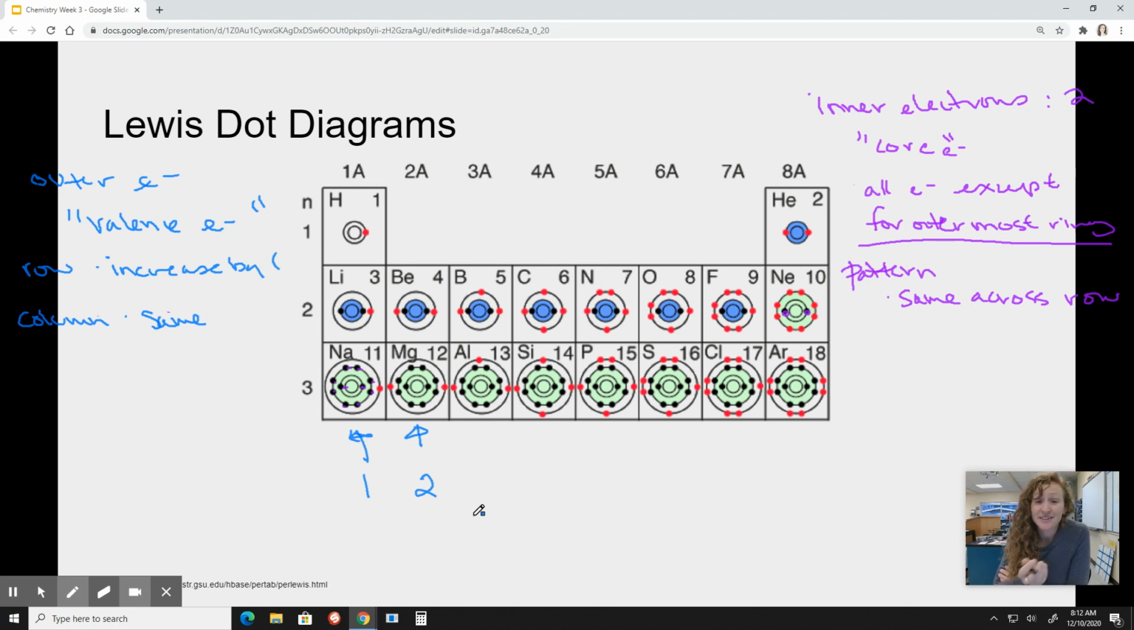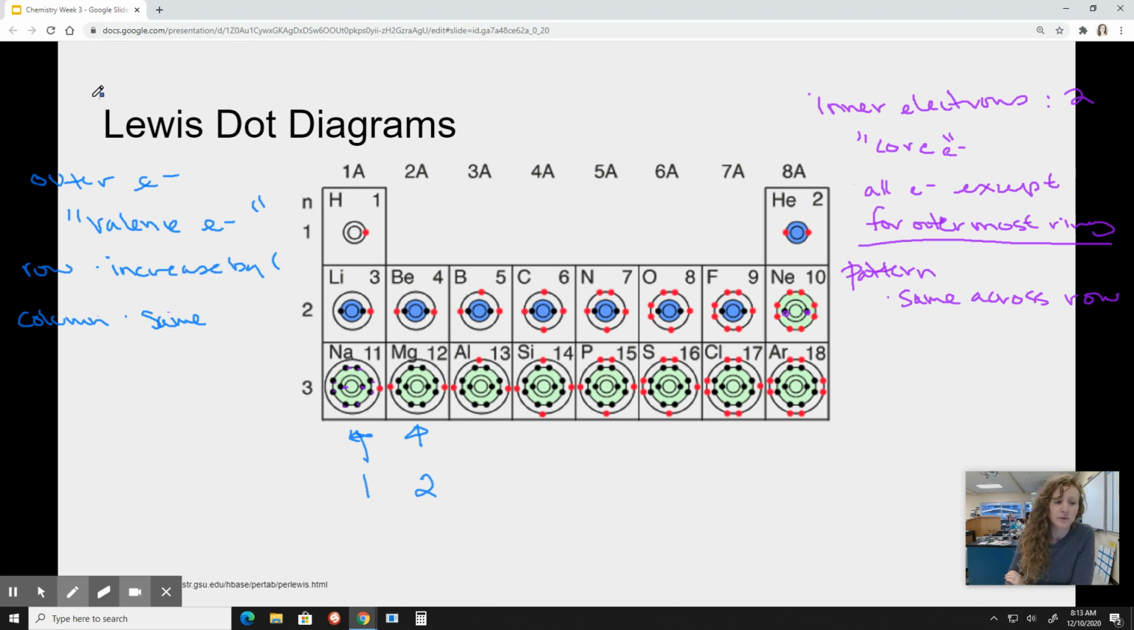Now, the Bohr model can be very useful, but the Bohr model is also very bulky. It's really big to write. It takes up a lot of space and it takes up a lot of time. So sometimes we don't want to look at the entire atom. Sometimes we just want to look at the valence electrons.